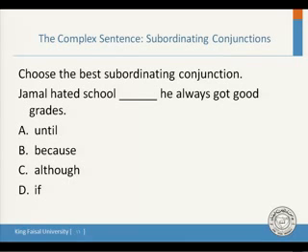Opposite ideas. Which one of these words mean something like but? Is it until? Until has to do with time. Because, reason, result. Although means but. Although, meaning despite that. Although he always got high grades. Okay.